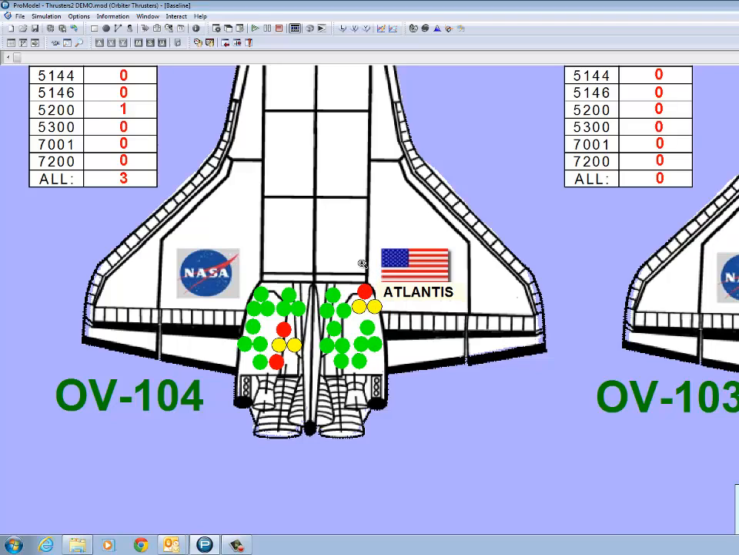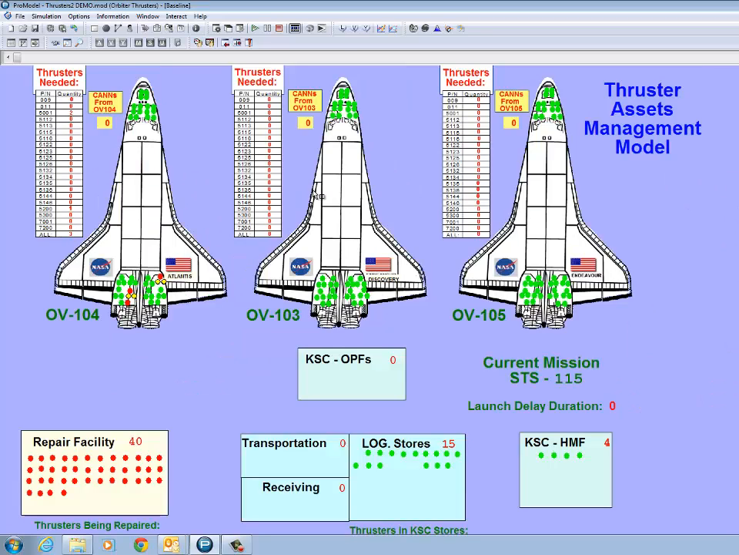To further complicate the supply chain issues, we have 21 different part numbers for thruster motors. So each orbiter has 44 motors made up of 21 different part numbers. And you can see as this run began, the dwindling supply of thruster motors at the Kennedy Space Center Logistics Stores area was much less than 21. So again, the concern is if the wrong thruster motor fails, we could have a launch delay.